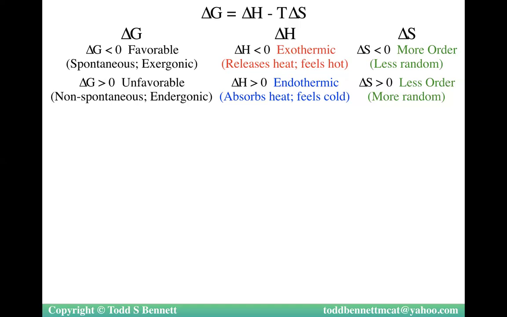So if you get more order or it becomes less random, you had to do work to make that happen. So delta S is negative. And then if it falls apart, delta S is positive. That's chaos, the nature of who we are.